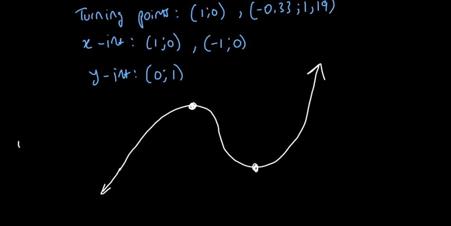In terms of our turning points, we look at the x here, and then look at the x there. Which one is smaller? It's this one, right? So this one here should be negative 0.33 and 1.19. Okay, then what is the next? Then this one would be 1 and 0.